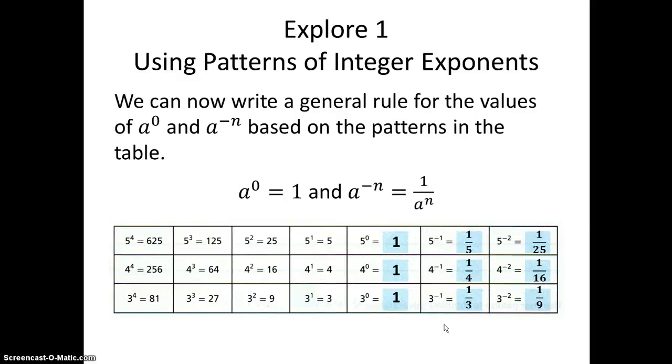So you can see how this general rule is used. For example, 10 to the power 0 would be 1. 10 to the power negative 2 would then be 1 over 10 squared, which is 1 over 100.